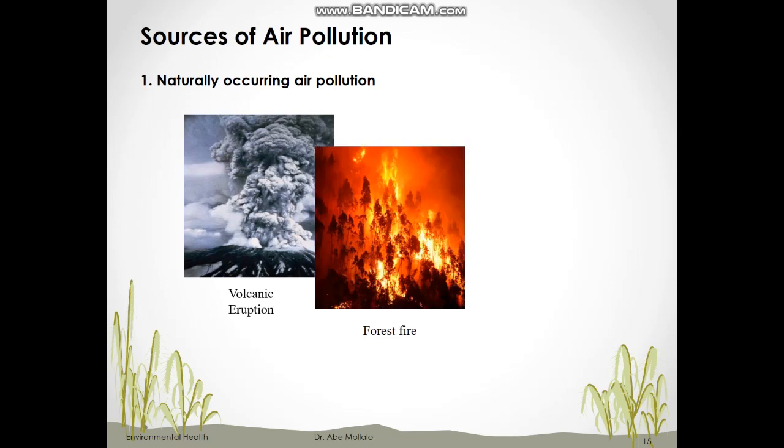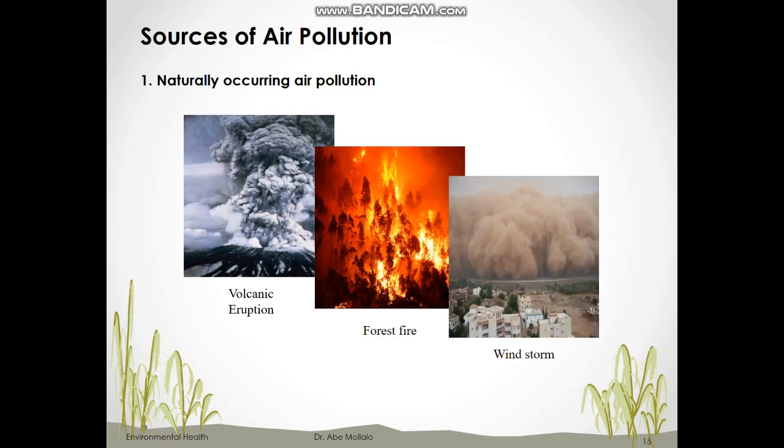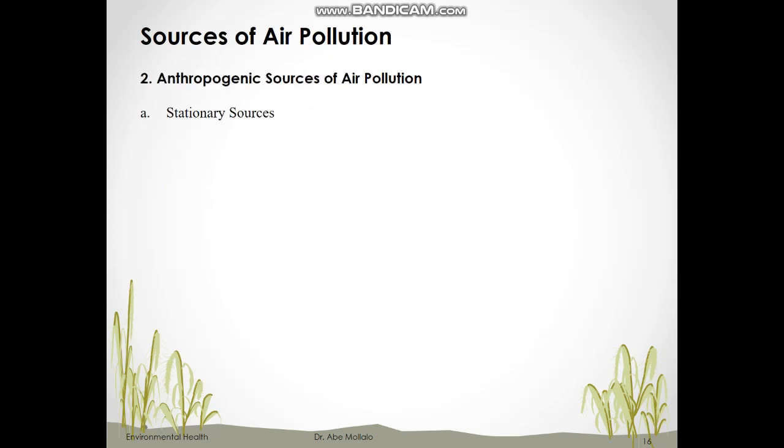Another natural source of air pollution is forest fire. Usually starts with lightning strike and emits a huge amount of smoke and ash into the atmosphere. And another natural source is wind storm that spreads dust, dirt, pollen, salt, and other organic material from plant to the atmosphere. The second source of air pollution are anthropogenic sources, meaning that they result from human activities.